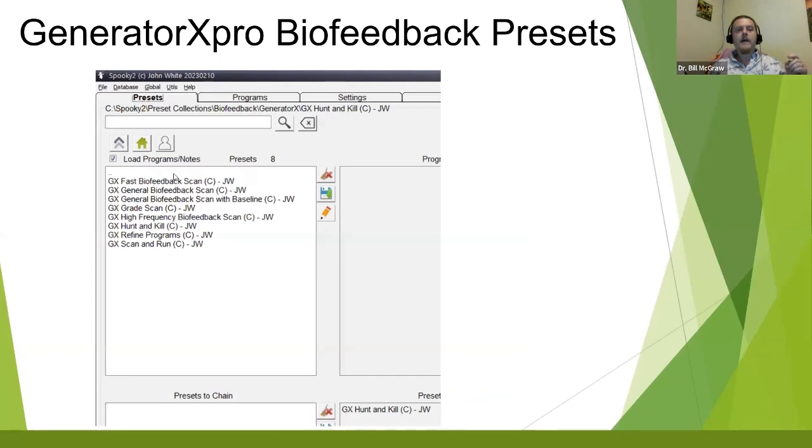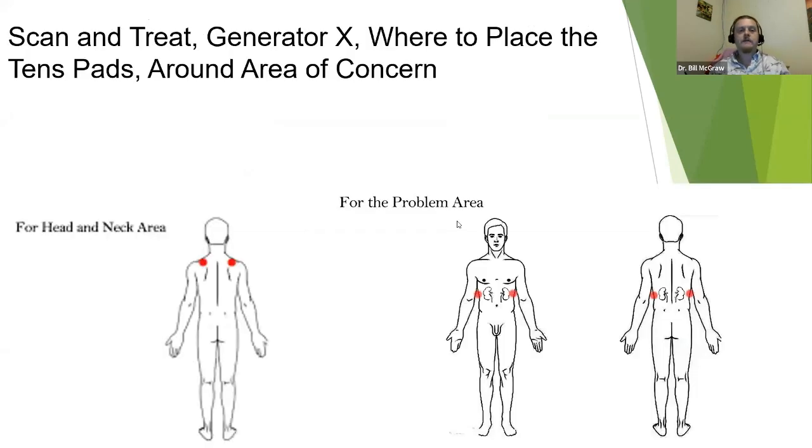Okay, the biofeedback presets, I'm going to open up the program. You simply have to click Hunt and Kill, go to Control Tab, overwrite, go to Channel, and hit Scan. That's it. I can do it in less than 3 minutes.